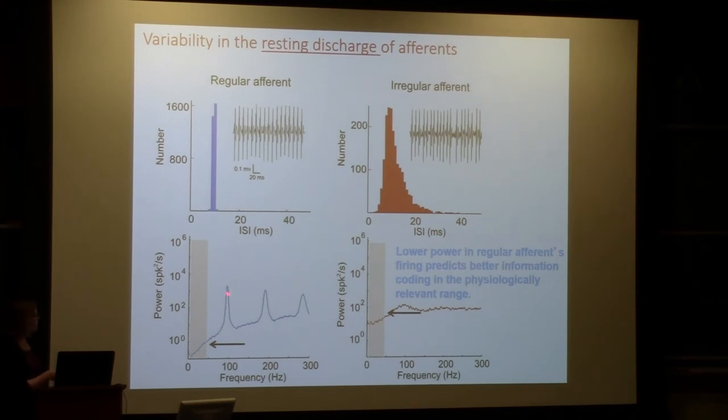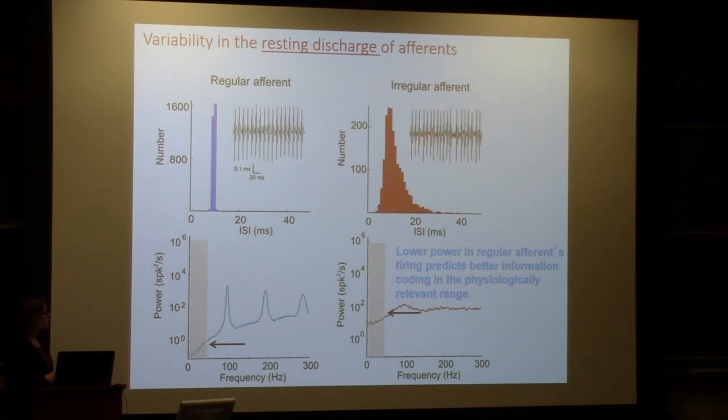If you do that for the regular afferent, you see this, the pinkish bar here represents your physiologically relevant range of head motion, so maybe up to about 20 hertz. There's very little noise down here, and then you get these oscillations. So you have one at 100 hertz, that makes sense, right? Because that's basically the firing frequency. Then you have the harmonic at 200 and 300, right? Because it's a very periodic firing neuron.